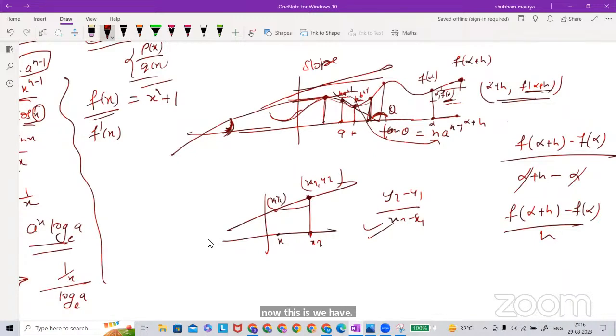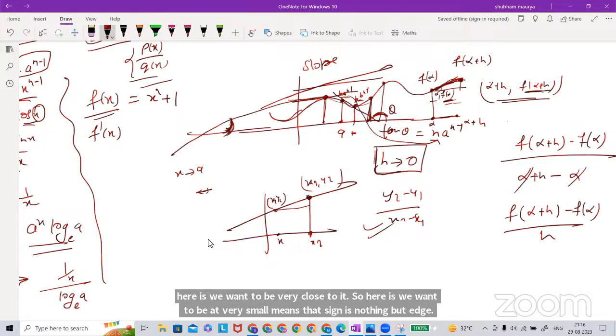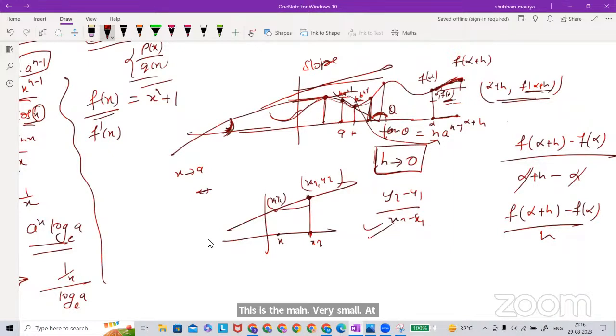Now see, this is a big distance here. If you take this, it is not accurate, because the slope is changing every time. This is not a line, this is a curve. So we have to take h very small. Just as I said, x approaching a means we are talking about very close to a. So h very small means h goes to 0. This is the representation of h being very small.